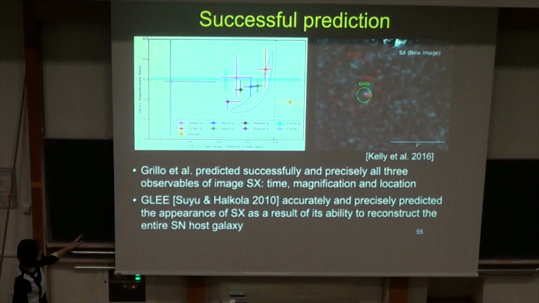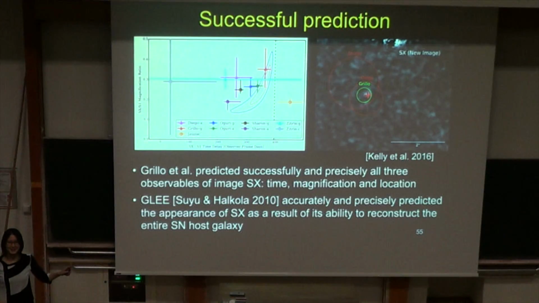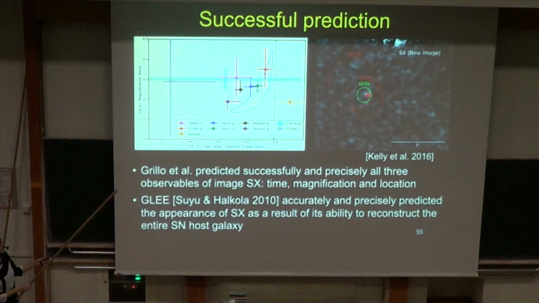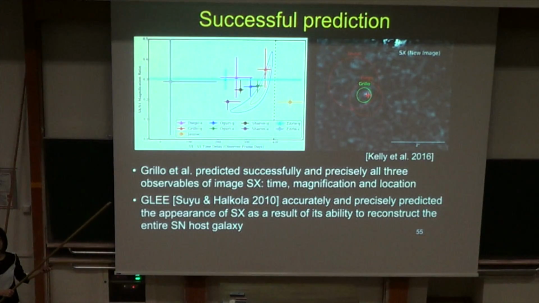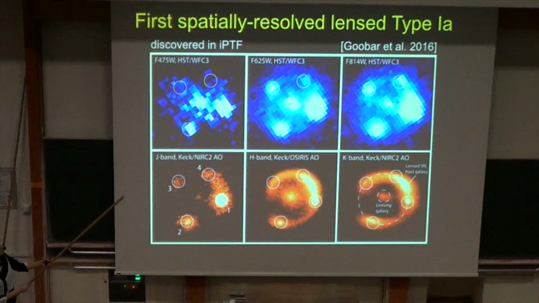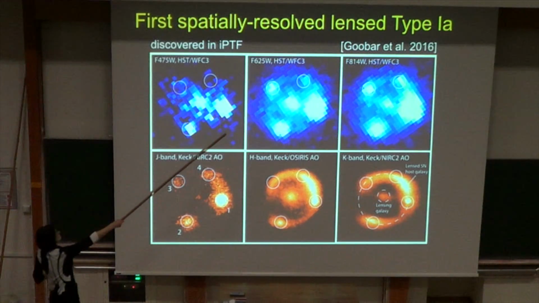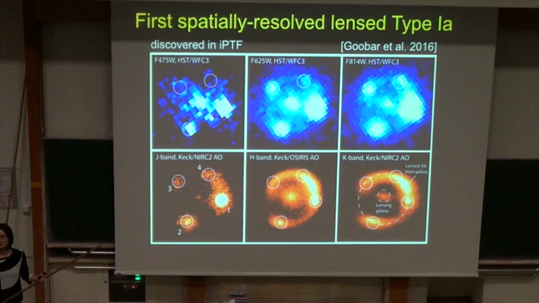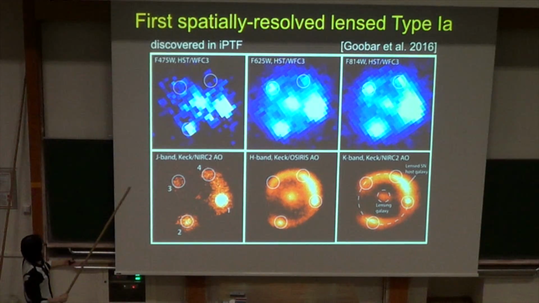Then in 2016, a few months ago, we got our second lens supernova. This was discovered by the iPTF team, and the previous one in this cluster was a core collapse supernova. This recent one, discovered by Goobar and collaborators in the iPTF team, is a type 1a supernova, which is great because type 1a we know is a standard candle. This is the very first strongly lensed type 1a supernova.